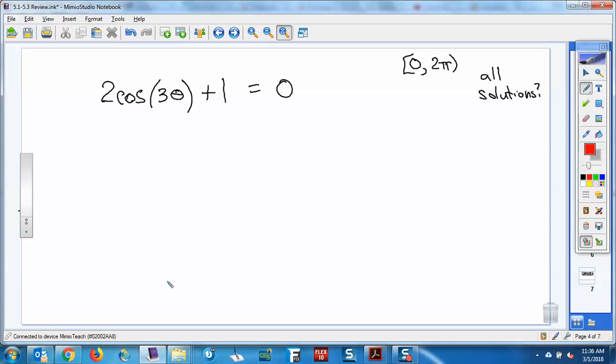0 to 2 pi. Theta is between 0 and 2 pi. So anytime I write it in this notation, I'm talking about theta, or x, or whatever the variable is, being between those values.